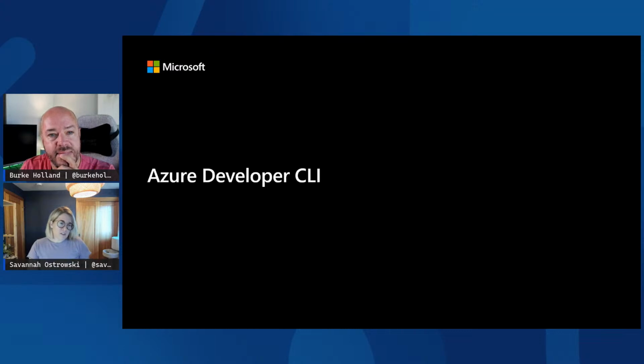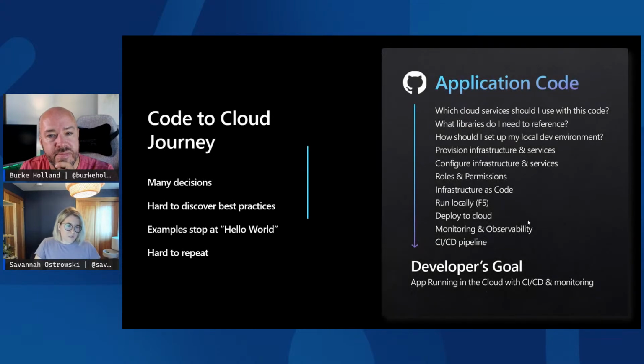But before hopping over to VS Code, I wanted to take a second to chat about why we created the CLI. As a developer, there are a lot of choices that you need to make when it comes to building, deploying, and securing your application for the cloud. In my own experience, I've been asking questions like, what cloud services should I be using? Which library should I be using? How do I set up my local dev environment? How do I provision infrastructure for my application? How do I know that what I'm doing is secure?